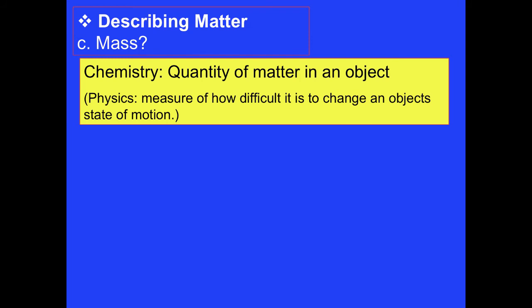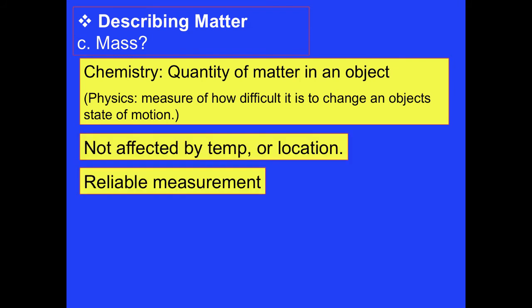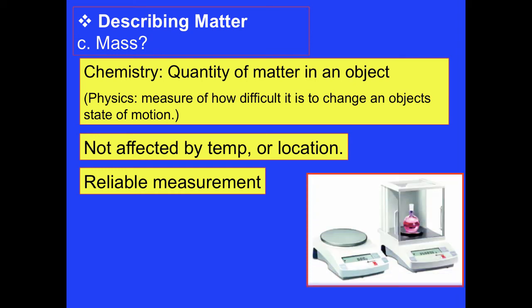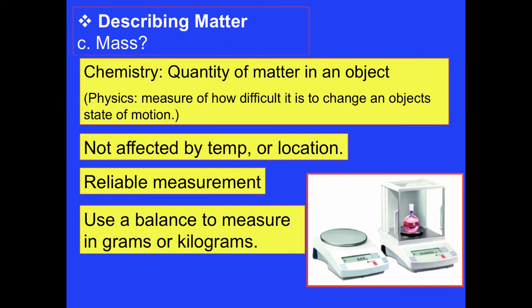landed on the Moon. His weight, on the other hand, decreased because the attraction between the Moon and the astronaut was less than the attraction between the astronaut and the Earth. This is why mass is a more reliable measurement than weight. It's not changed by location or temperature. We measure mass in grams or kilograms using a balance, like the one pictured at the right.